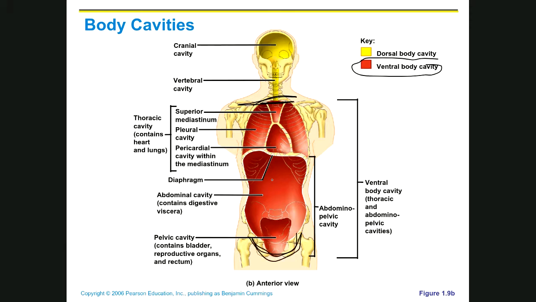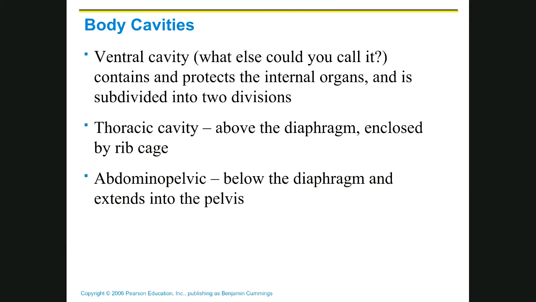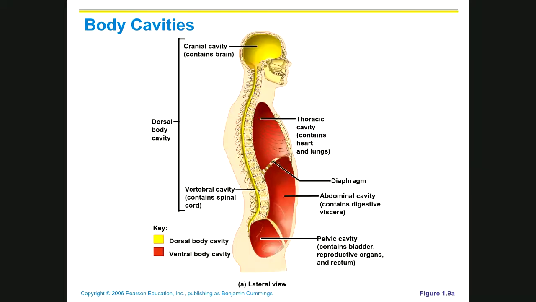It's a huge cavity. Well, when something is that big, it's easier to talk about if you can subdivide it. And so, fortunately, there is a muscle which divides it basically in half, and that muscle is called the diaphragm. If we go back to this picture, you can see the diaphragm right here. It basically separates this into two parts. Everything above the diaphragm is called the thoracic cavity. Everything below the diaphragm is called the abdominopelvic cavity.